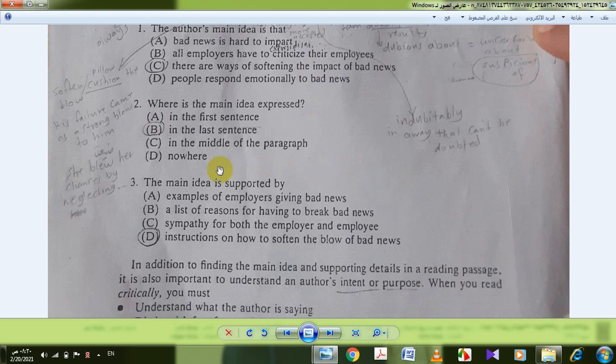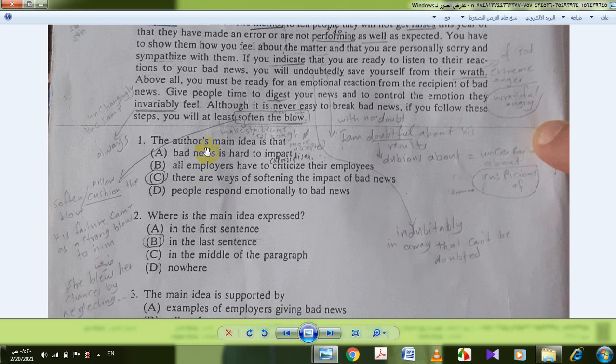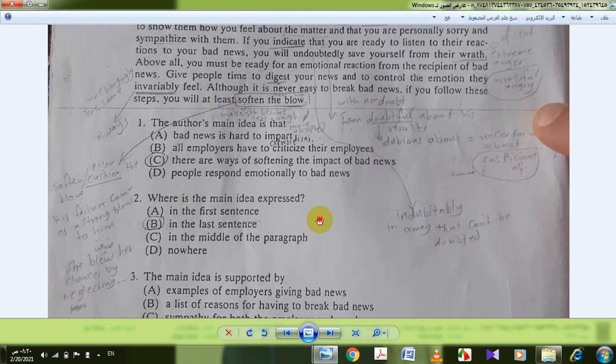So let's go to the questions here. The author's main idea is that bad news is hard to impart; all employers have to criticize their employees; there are ways of softening the impact of bad news; people respond emotionally to bad news. The answer is: there are ways of softening the impact of bad news. Of course. Good.